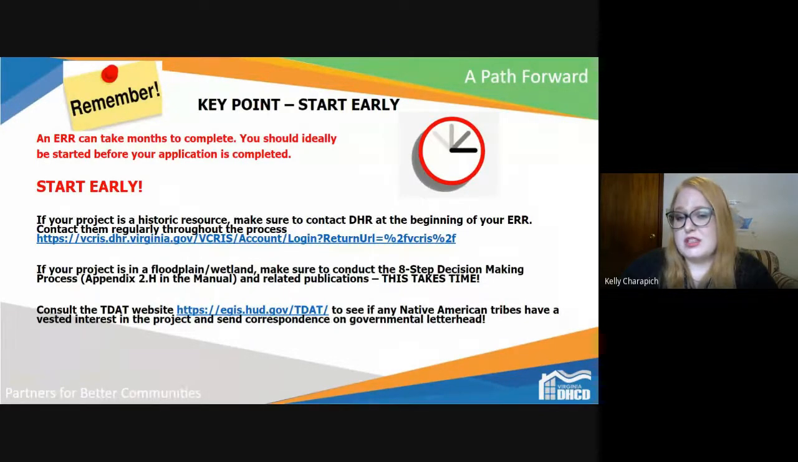If you believe your project is in a floodplain or wetland, make sure to conduct the 8-step decision-making process, which is found in Appendix 2H in the manual, and do all those related publications. That takes time. It can add an additional month to your project. So make sure to do that early.